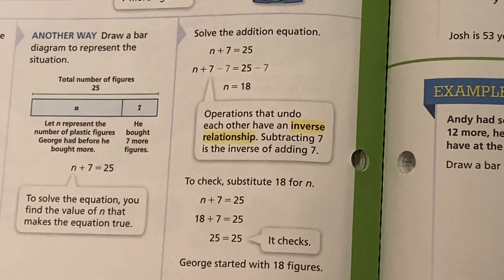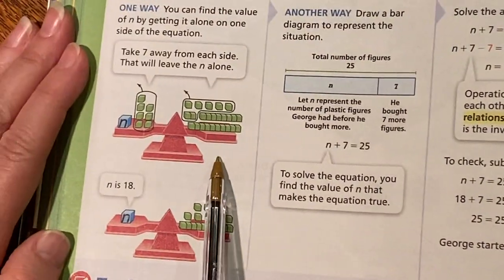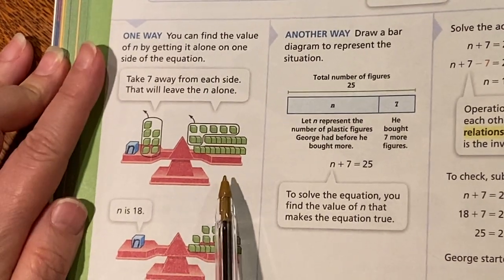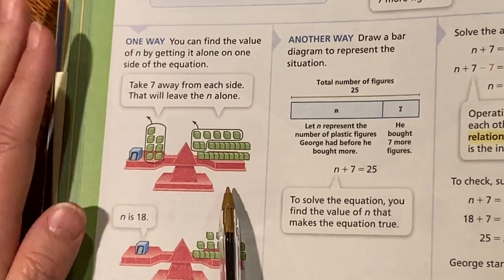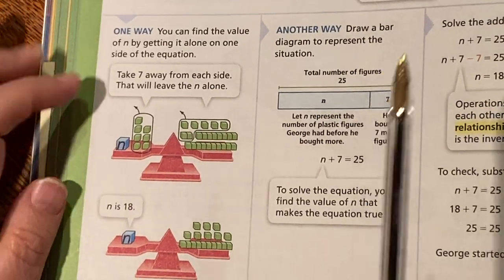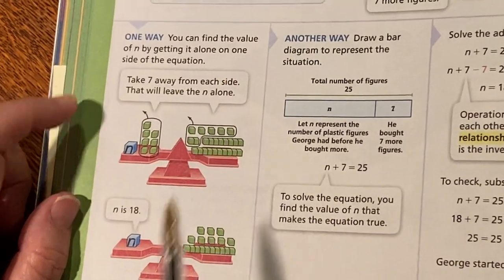So these are just other ways that you could do it, a little less convenient. But, you know, if you happen to walk around with a pan balance in your pocket, you can just whip that out. And, oh yeah, you also have to have a bunch of cubes in your pocket, so hopefully you have that. And you can find the value of n by getting it alone on one side of the equation.